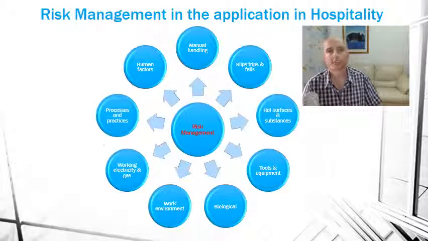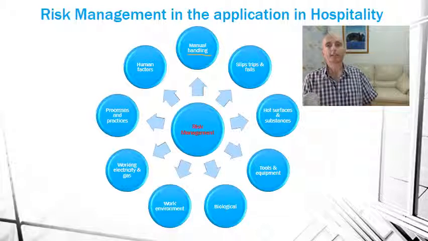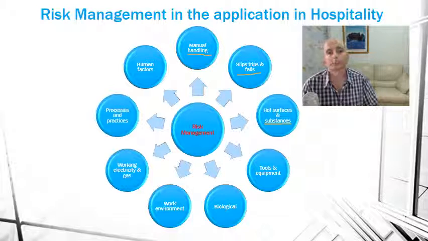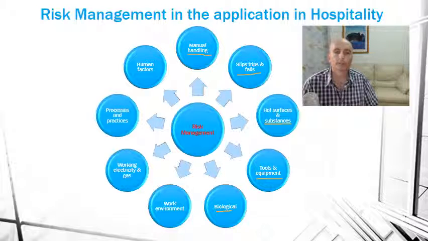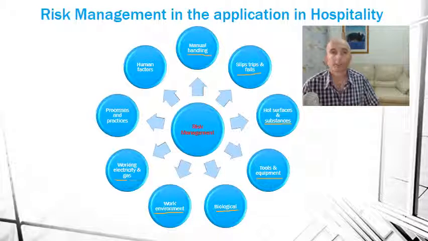Now that we have the definitions, let's have a look at the application to the hospitality industry. So we have manual handling, slips, trips and falls. There's lots of hot surfaces and substances we can burn ourselves on, large and small tools and equipment. We've looked at biological in the food safety modules, work environment, and that isn't just slips, trips and falls. That could be ventilation, that could be lighting. We work with electricity and gas in the hospitality industry, the policies and procedures in the processes and practices, and we're going to talk about human factors.